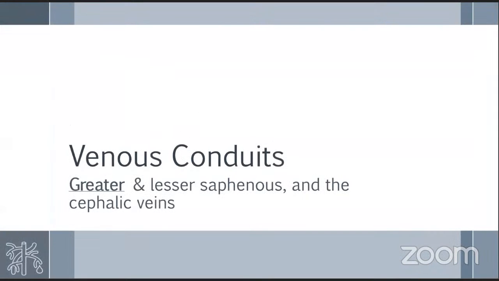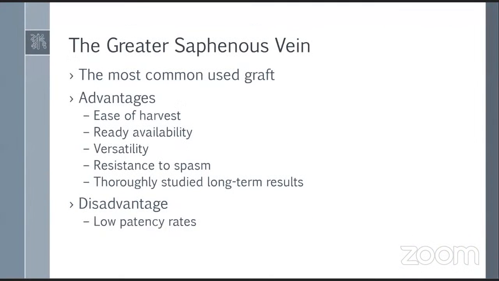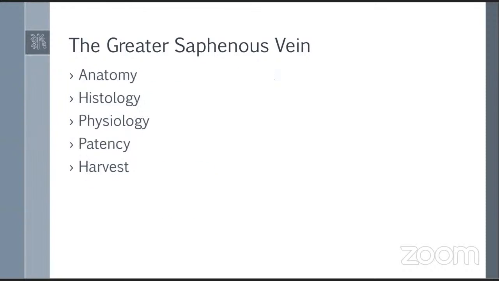So first, I will start with the venous conduit. We have multiple venous conduits that can be used for CABG procedure. We have the greater and lesser saphenous veins and the cephalic veins. But I will be mainly talking about the greater saphenous vein, which is the most commonly used graft. It has multiple advantages like the ease of harvest, and it is readily available. It is versatile. It is resistant to spasm, and its long-term results have been thoroughly studied. It has a disadvantage, which is low patency rate.